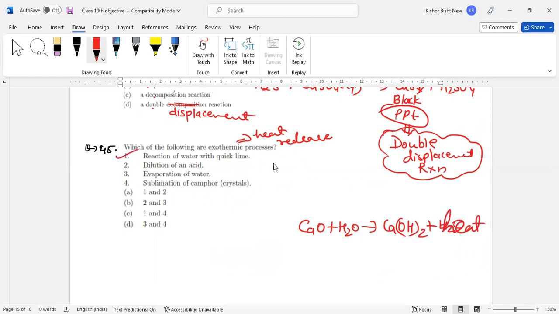Dilution of acid. Yes, we just discussed that whenever we add acid into water for diluting, this is an exothermic reaction. So option 2 is correct. Evaporation of water: no, for evaporation of water we require heat. That is an endothermic reaction. And sublimation of camphor is also endothermic. So the answer is 1 and 2. So A is your correct answer.